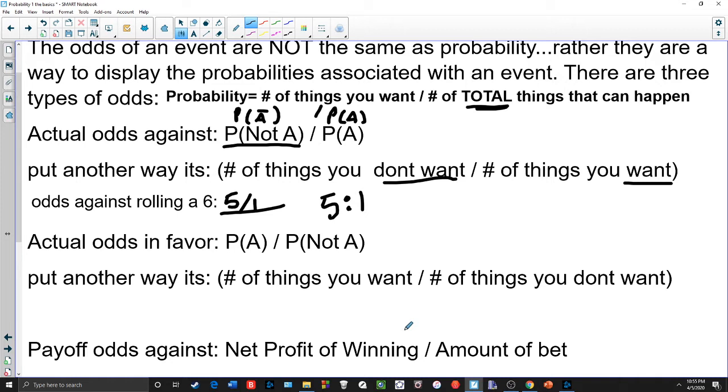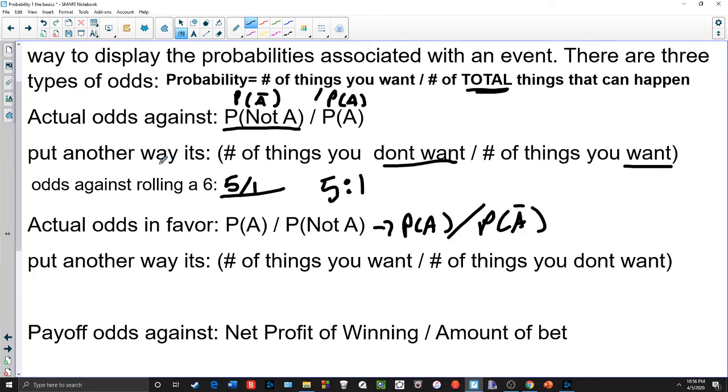The odds in favor is simply the reverse. The chance that something does happen divided by its complement, or the chance that something does not. And again, this is often written using the complement notation. So we'll say A over A complement. They'll usually write it with the complement notation rather than just saying not A. And again, this is just the reverse of the odds against.